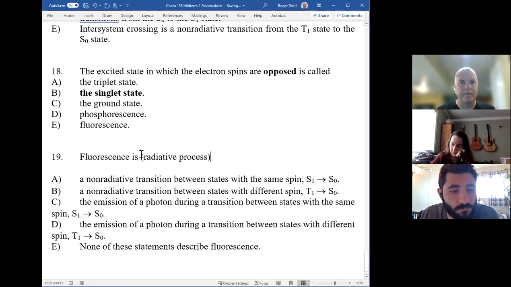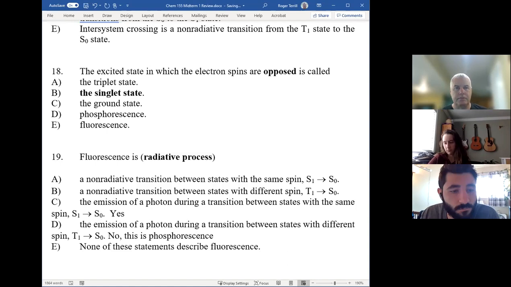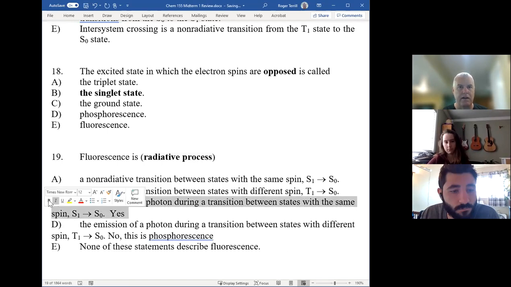I need a check now and then. Let's see here. So the emission of a photon during transition between states of the same spin, like S1 to S0, yes. And no, this is phosphorescence. And so the only one of these that's actually fully true is this one, right?